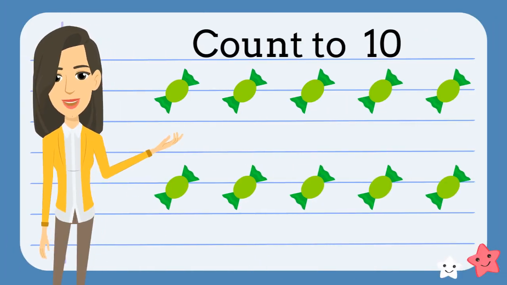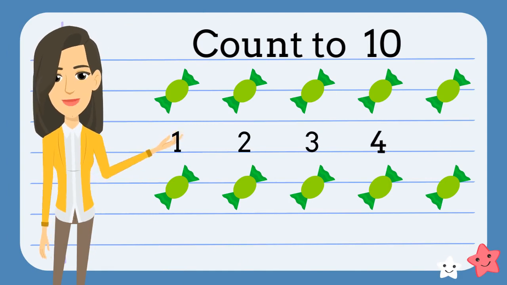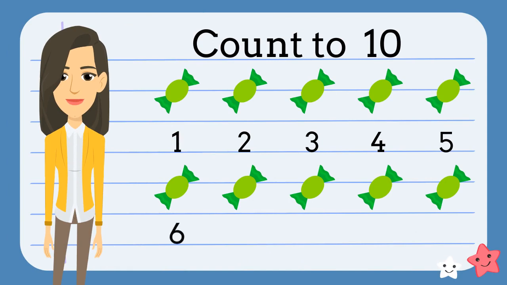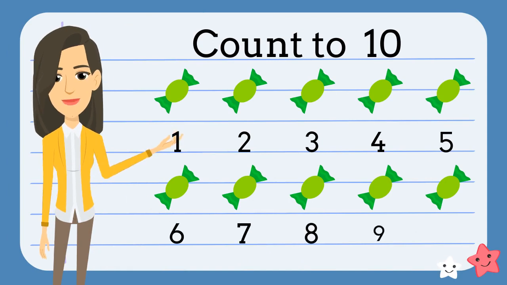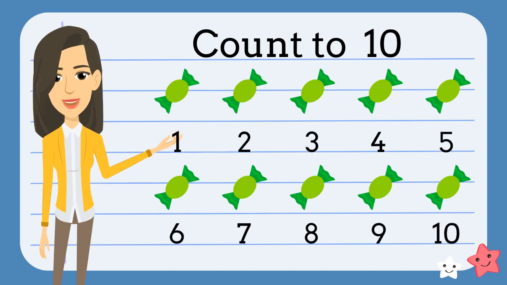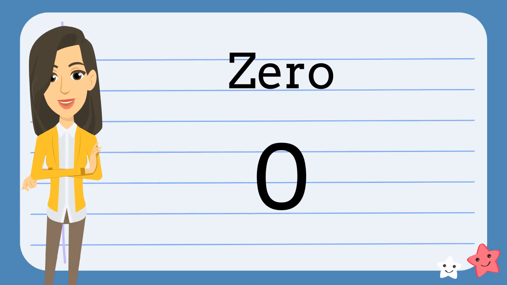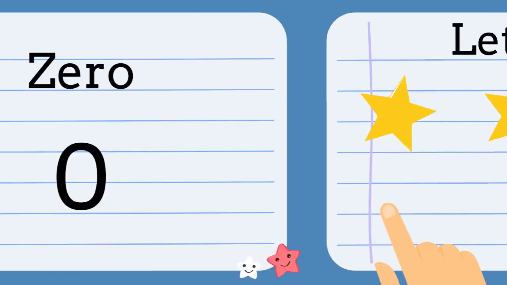Let's count to 10. 1, 2, 3, 4, 5, 6, 7, 8, 9, 10. Great job! We counted 10 pieces of candy together. Now, the number 0 is a special number. It means that we don't have anything to count.